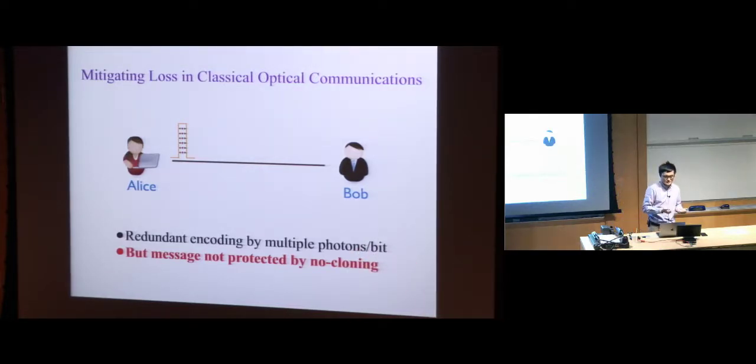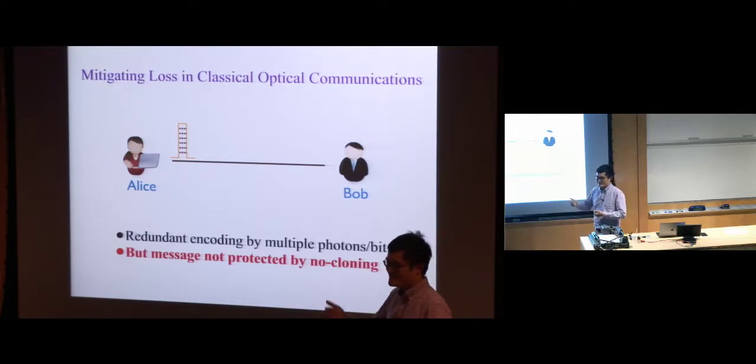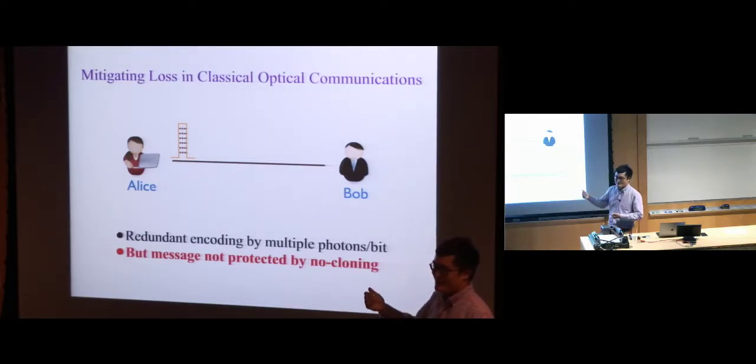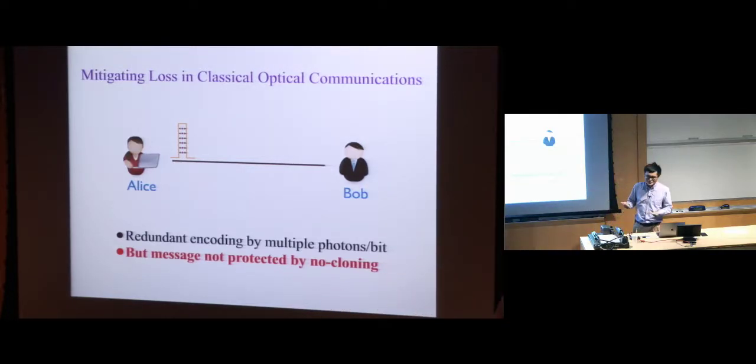So what is the solution? We first look at classical communication, where we also have the same problem, right? Regardless of whether it's quantum communication or classical communication, you always need a channel. And whenever you have a channel, you have loss. In classical communication, you also have loss. But how does classical communication mitigate loss? The idea is actually very simple.